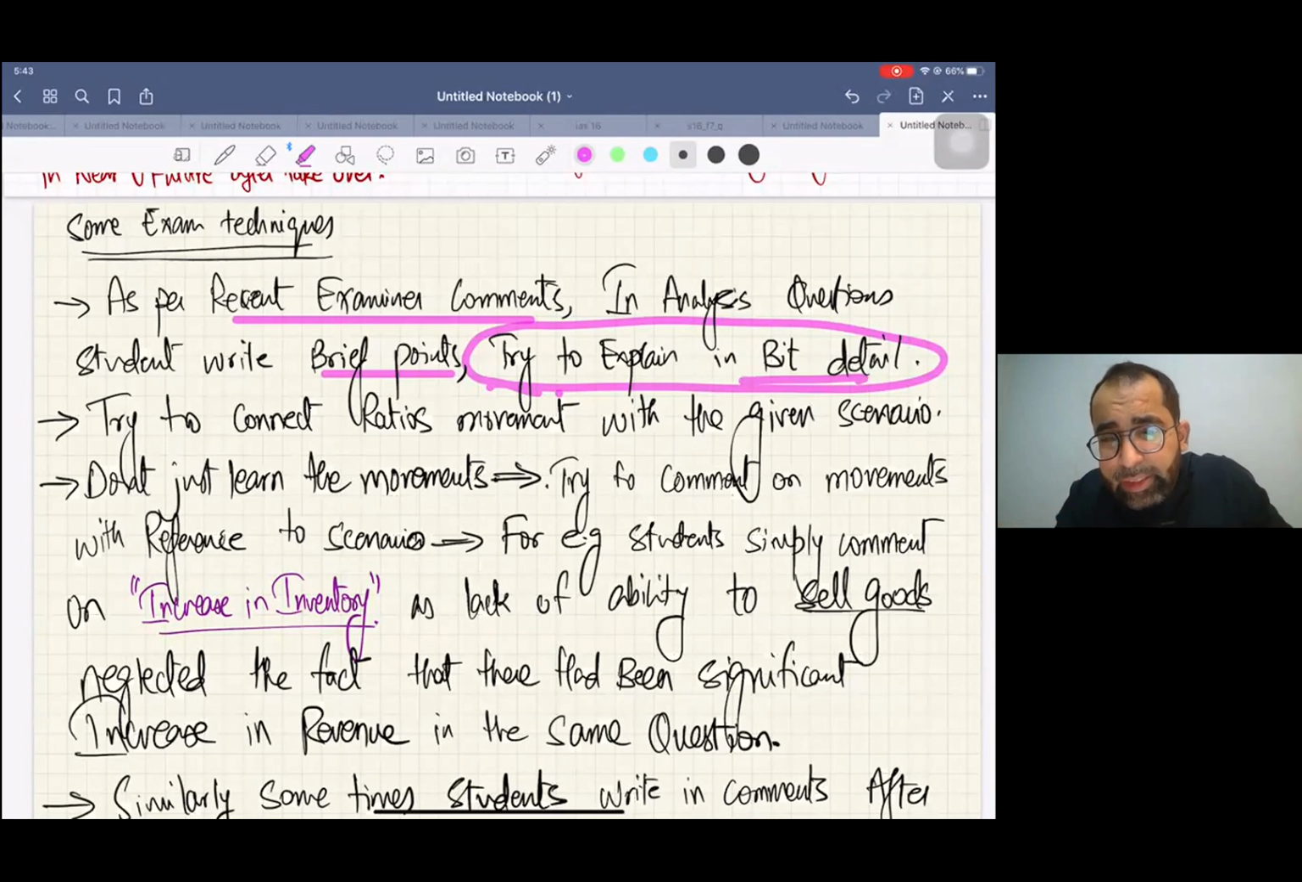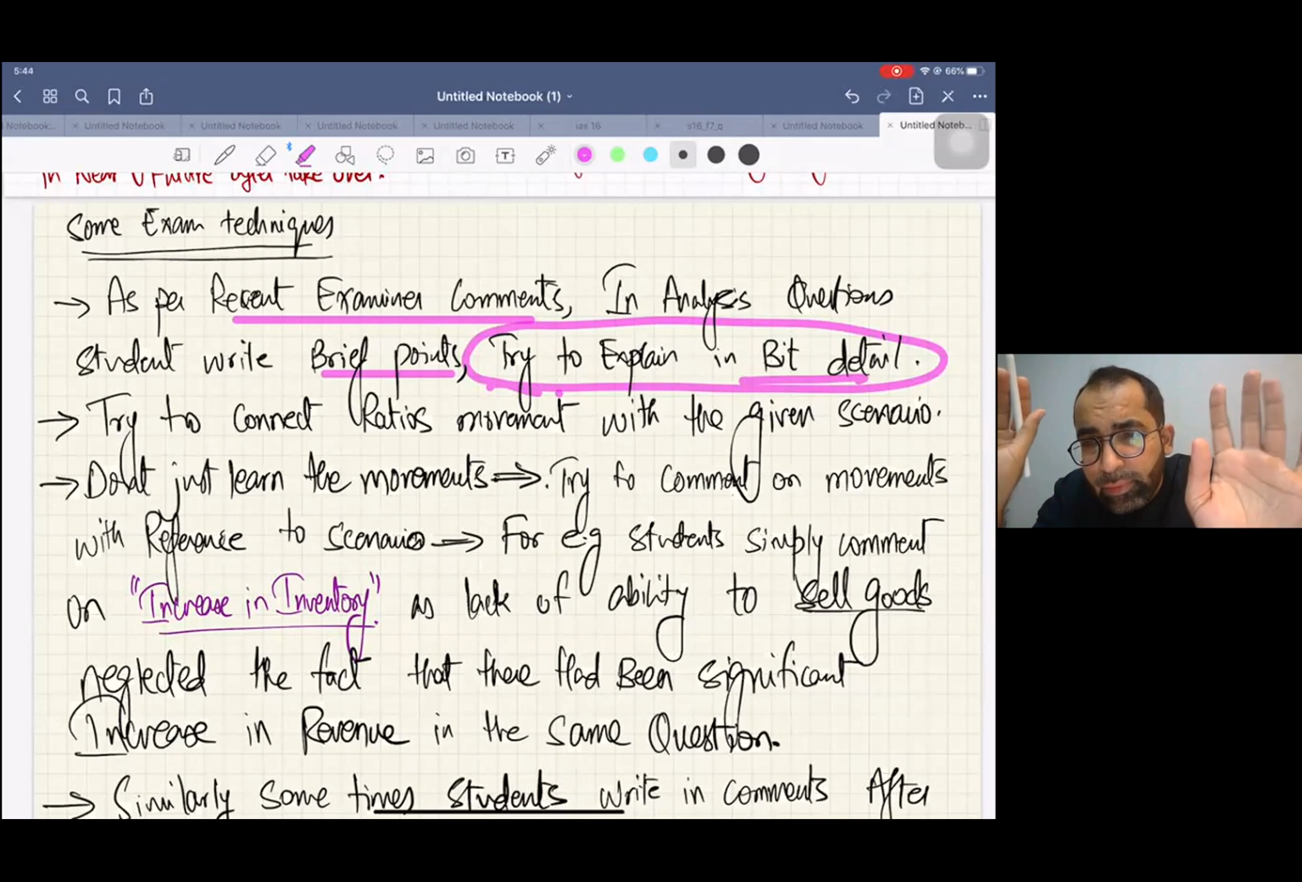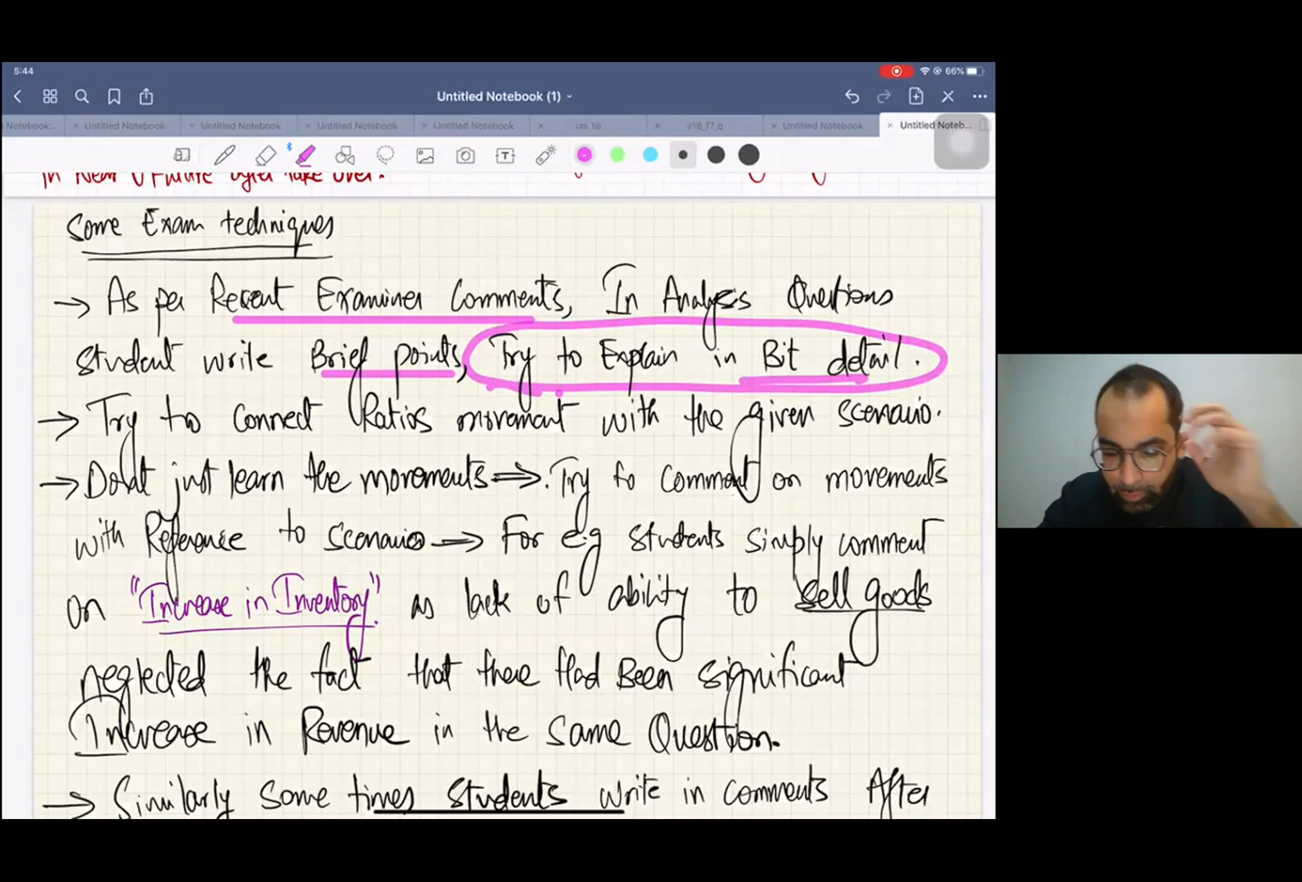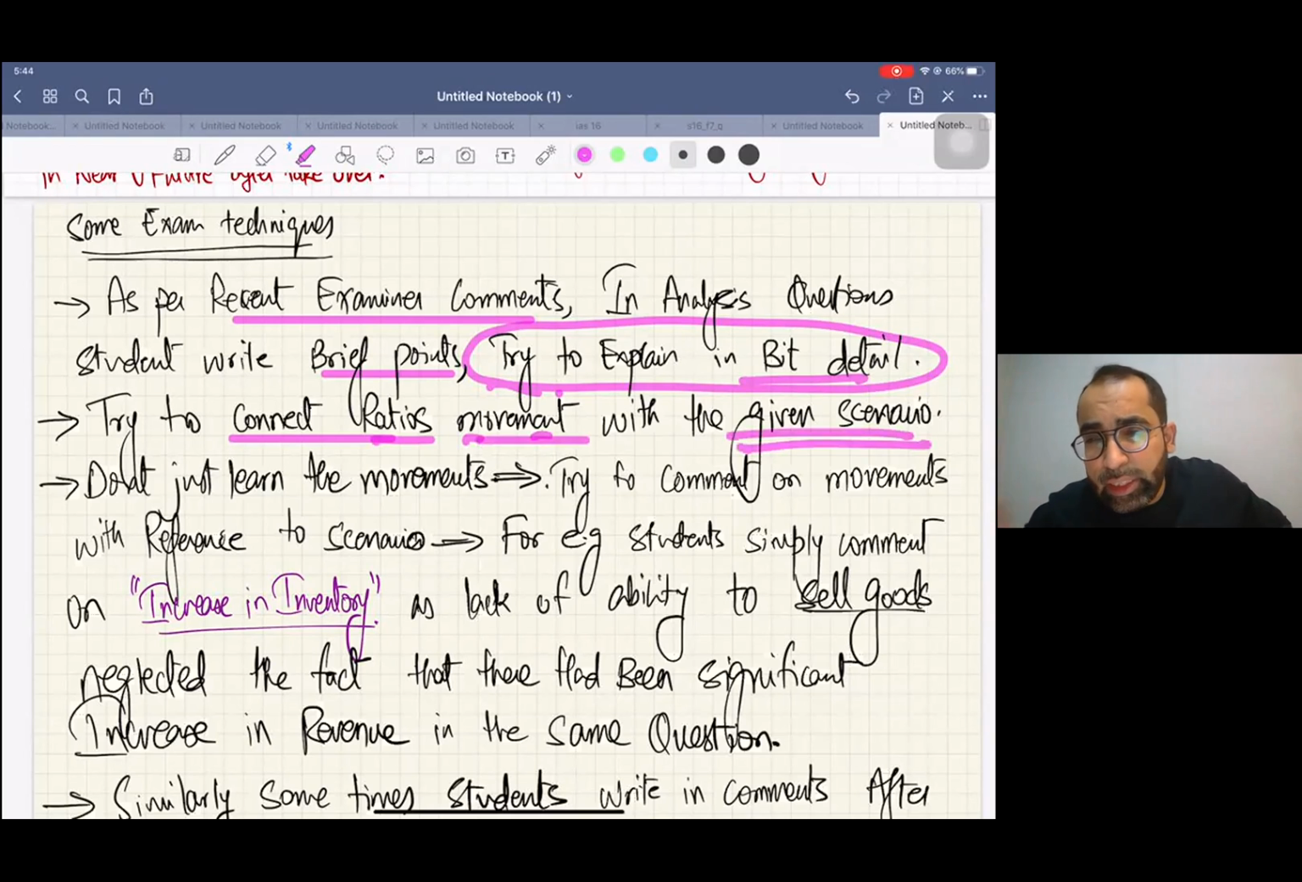The examiner recently has written that students just make a few pointers. You don't elaborate. You don't give reasons for that. So don't be so brief that the examiner becomes brief in giving marks. Try to connect ratio movements with the given scenario. I've already told you that the connection is a must. Each and every question is different, and you speak according to the question, right?